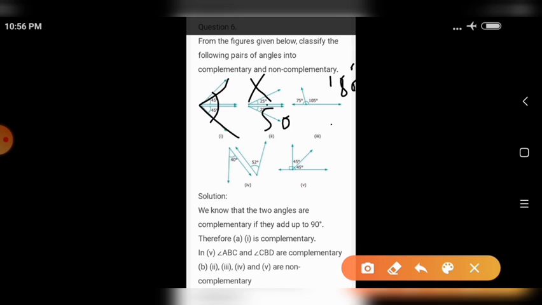These two are non-complementary. And adding these two we get 90 degree. This also is non-complementary because 90 plus 90 is 180 degrees, straight angle. This also is not complementary. This also is not complementary. In the first subdivision alone, complementary angle.